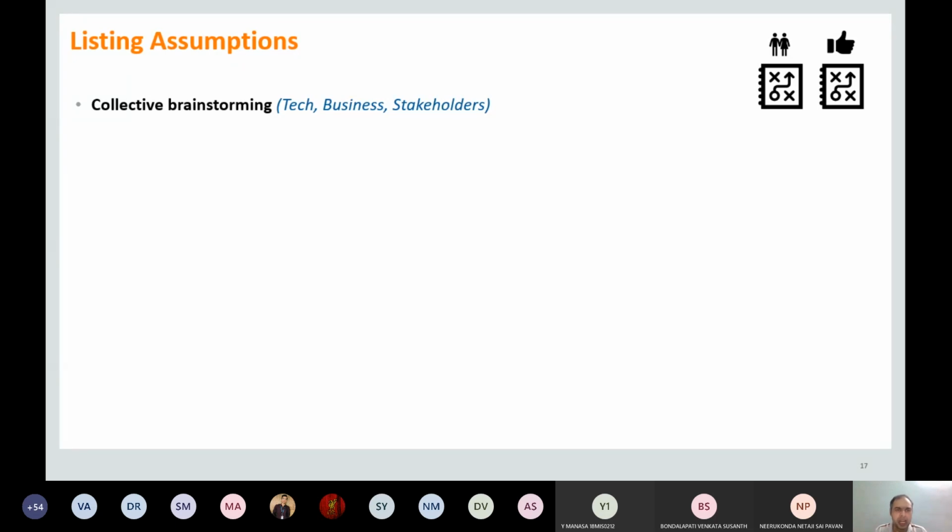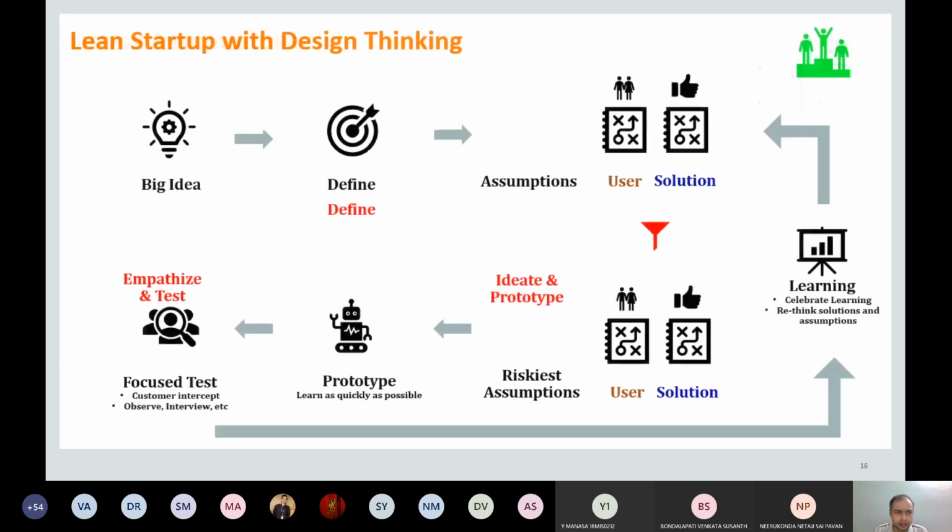You can involve everyone, and there is no waterfall method. Please understand that here we are not following any waterfall method, step by step. No, it's not like that. That's the beauty of this. As I told you, it's not like that. You should not always follow define, then after defining do assumptions, then ideate and prototype, then test and empathize. No, it's not like that.